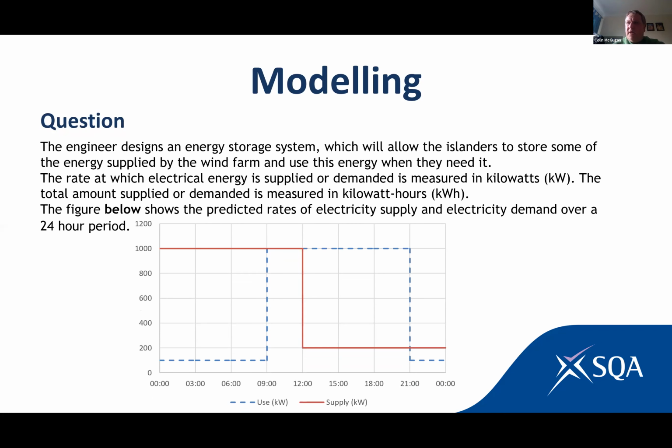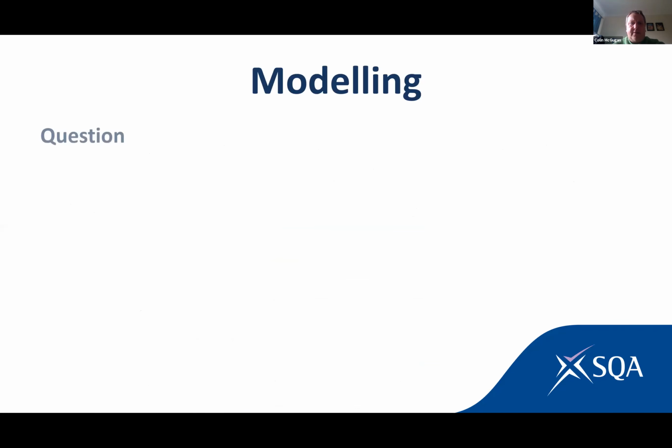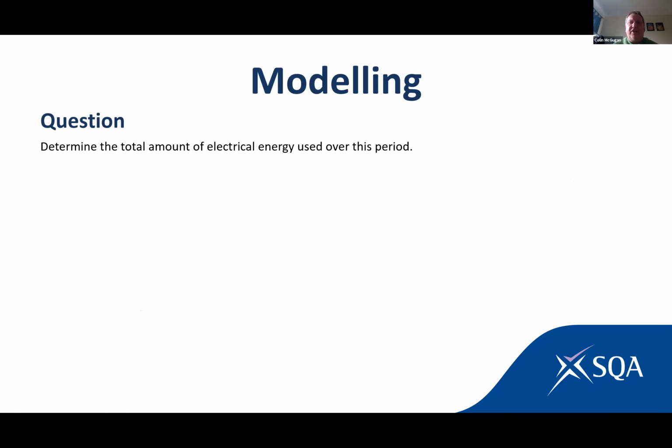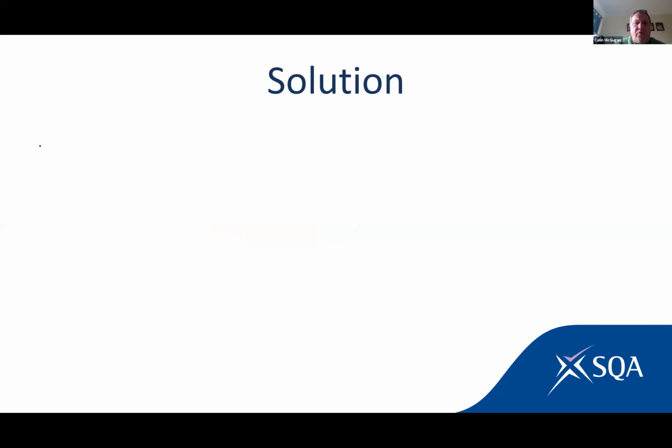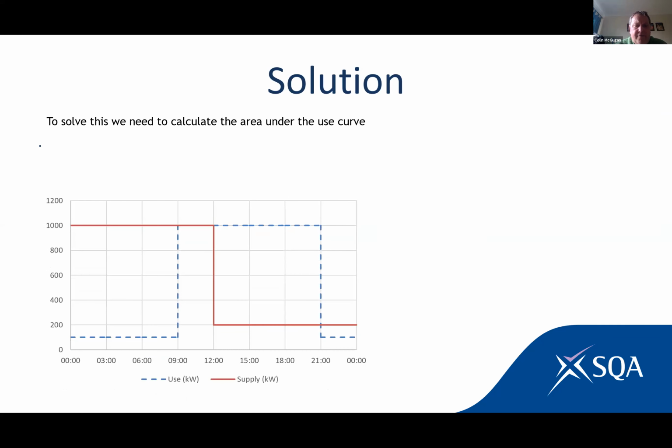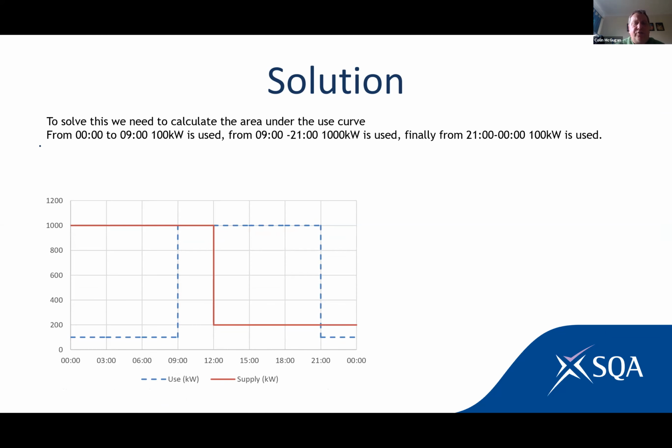So the question here is, determine the total amount of electricity used over this period. Now, if we look at the graph, the use part is a blue dotted line. So to calculate the answer for this, all we simply need to do is calculate the area under the use curve. So again, if I call up the graph, we can see here that we start at midnight until 9 o'clock. So from midnight till 9 o'clock, 100 kilowatts is used.